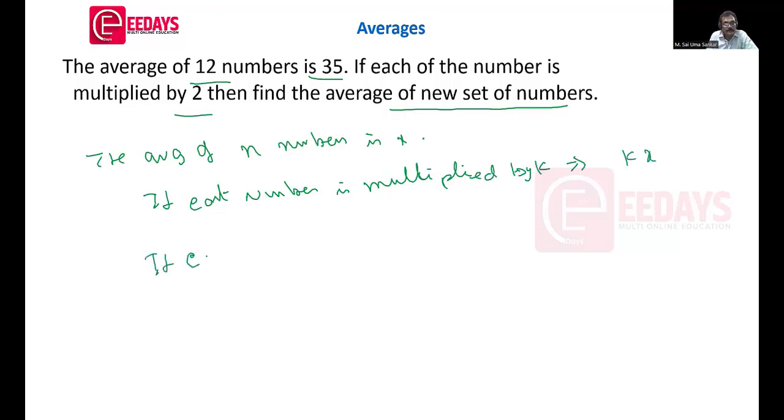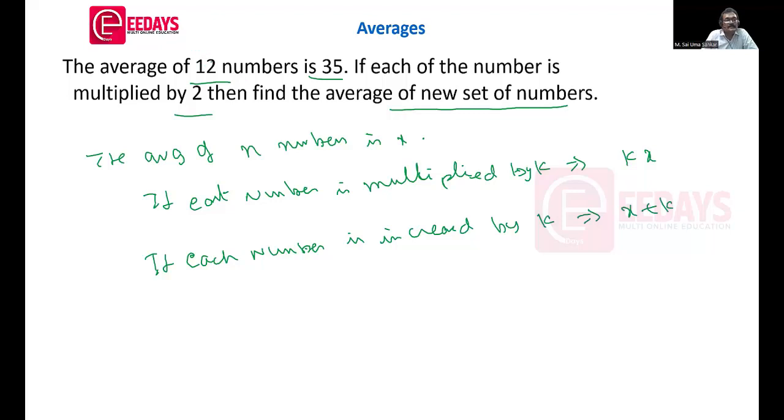Suppose each number is increased by k, then the new average is x plus k. Here, if each number is multiplied by k, then what is the new average? That is equal to kx. If each number is increased by k, then what is the new average? That is equal to x plus k.